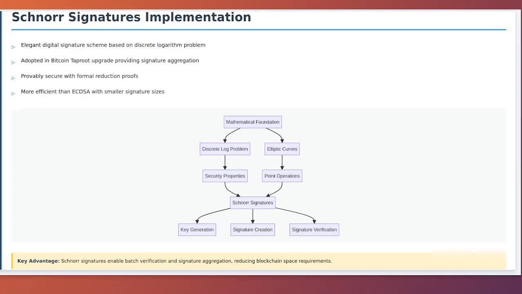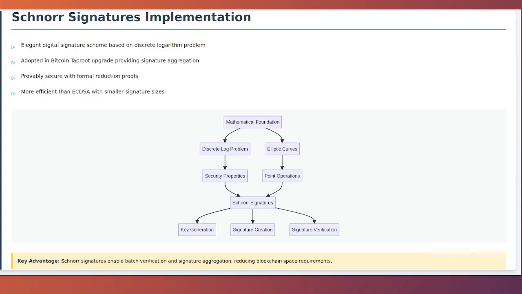Today we're diving deep into Schnorr signatures, which represent one of the most elegant and efficient digital signature schemes in modern cryptography. Named after German mathematician Klaus Schnorr, who invented them in the late 1980s, these signatures have gained significant prominence in recent years, particularly with their adoption in Bitcoin's Taproot upgrade in 2021. Unlike the more commonly known ECDSA signatures that were previously the standard in Bitcoin, Schnorr signatures offer several compelling advantages, including signature aggregation, smaller signature sizes, and proven security under standard cryptographic assumptions.